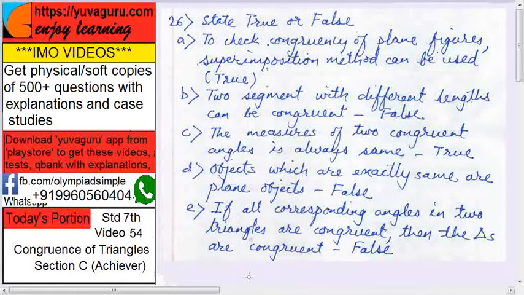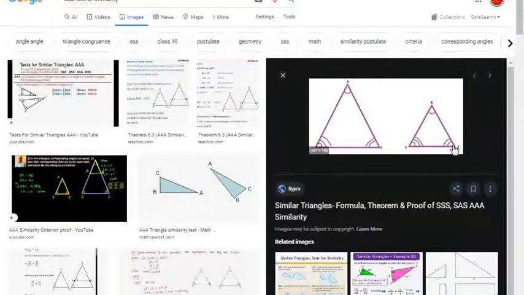If all the corresponding angles in two triangles are congruent, then the triangles are congruent. False. See, these two triangles, ABC and XYZ, all the angles are congruent. But are the triangles congruent? No, they are similar. This is a test for similarity.